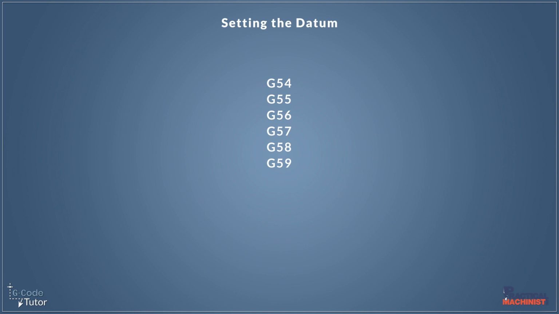Now, quite often we would select these datums manually, either by using a touch probe or by using a certain part of a fixture or tooling that we know to be X0, Y0, Z0. But we can also set these datums within our G code, and that's what I want to talk about during this video.